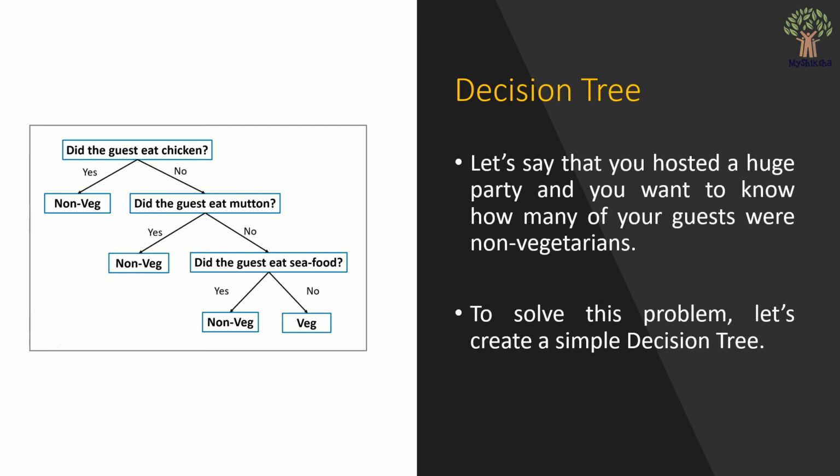If no, then you will check with him, did you eat any seafood? If yes, he is still a non-vegetarian. And then of course you can come to the conclusion, because these were the only three items available at the party, that if it is a no for everything, he is a vegetarian. You can have multiple scenarios like this to finally come to the conclusion.